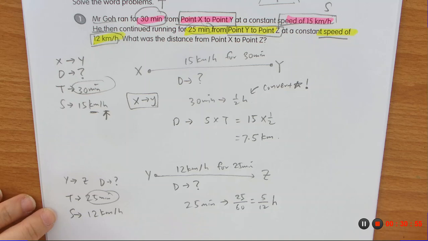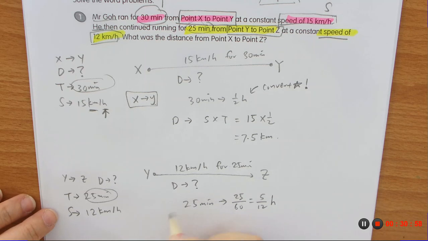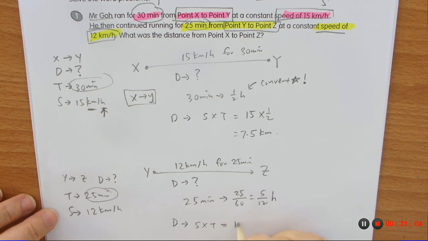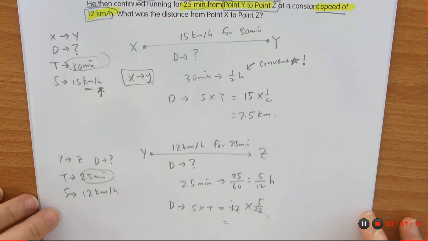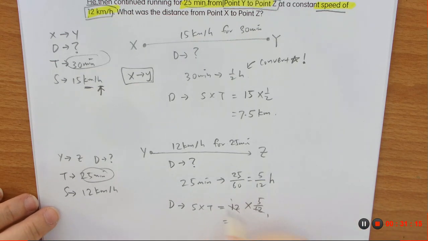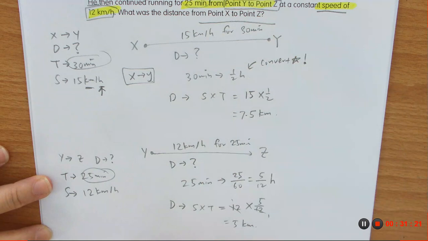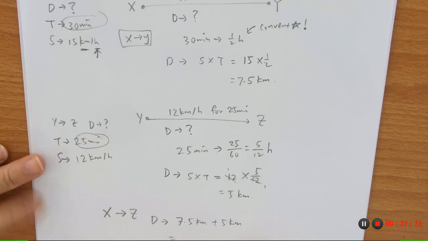Right? Is that okay? And then you realize that, so from the distance for y to z, speed times time, will be, speed is 12 kilometers per hour. Wow! Awesome, just simplify. And what do you get? 5 kilometers. So at the end, the question asks for the distance from x to z. Yes, that's right. So x to z, the distance will be 7.5 kilometers plus 5 kilometers, and the answer will be 12.5 kilometers. Any difficulty?